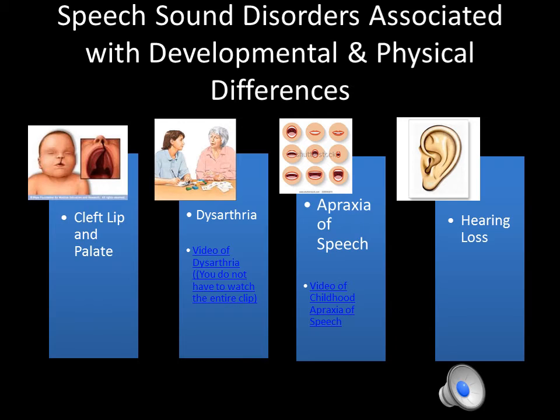A lot of times, children that have childhood apraxia of speech have been assigned as having phonological disorders. So they appear to be a smaller subset of children with severe phonological disorders. So sometimes they can be misdiagnosed.